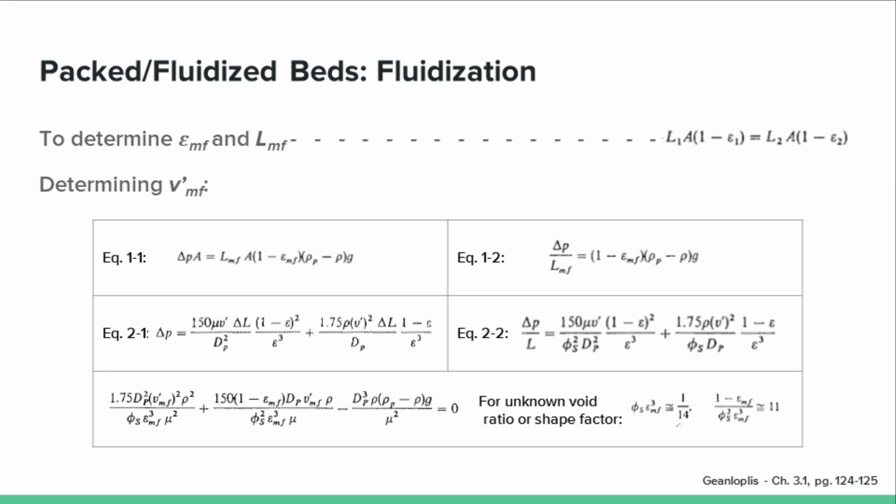Finally, we can equate equations 1,2 and 2,2 to give us a single equation in which we can inevitably solve for superficial velocity. Lastly, when you have an unknown shape factor or void ratio, do keep in mind the two relations on the right. These have been found to be true for most packed bed systems.